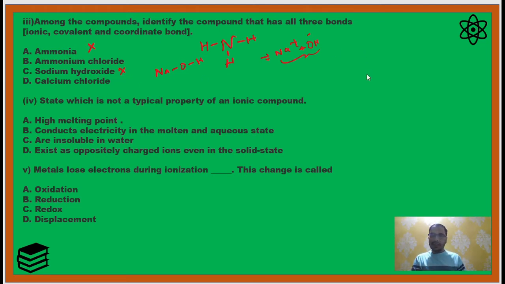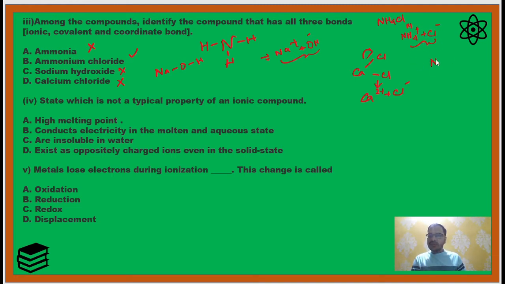Calcium chloride has a similar structure to magnesium chloride, where you will be involved with transfer of electrons from calcium to chlorine. So it has only ionic bond, not possible. The last one is ammonium chloride. Ammonium chloride is NH4Cl, which can be written as NH4+ Cl-. So here we get an ionic bond.